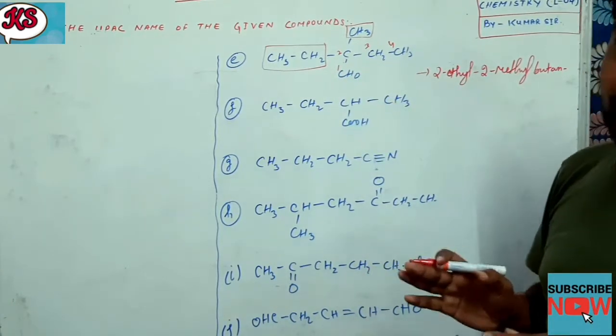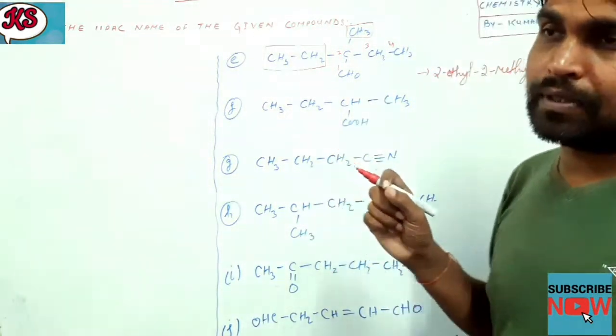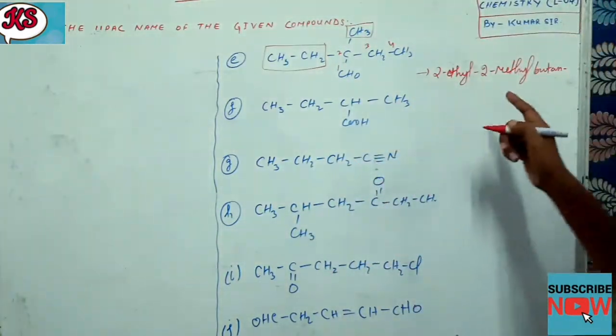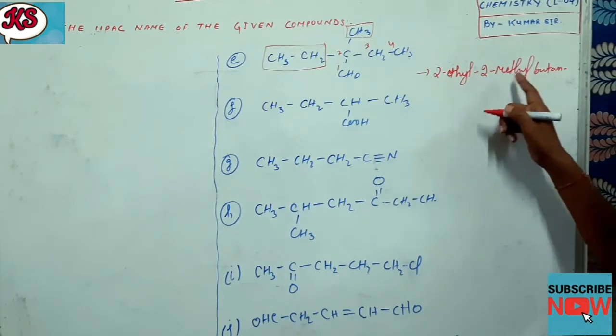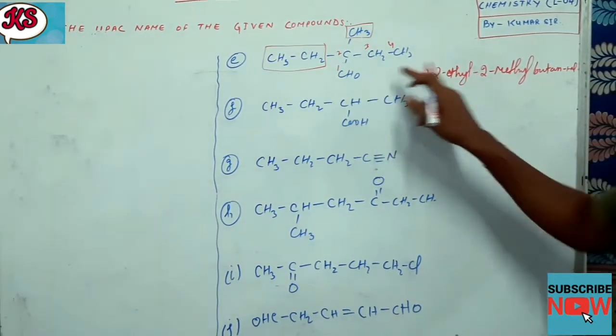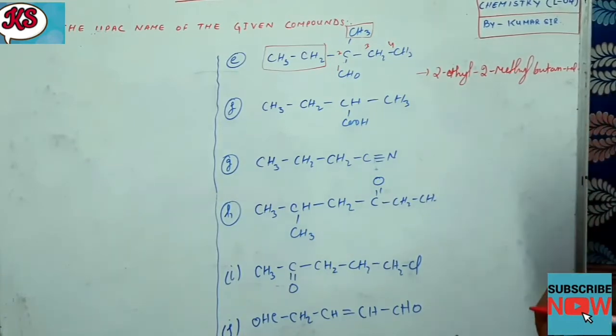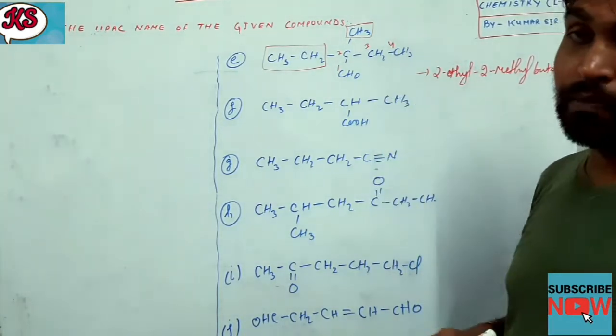Already I have given you the table in lecture number 3. CHO is what? Aldehyde, and what is the functional group suffix here? Al. So we'll be writing 2 ethyl, 2 methyl, butane, 1 al. Okay, so it will be 2 ethyl, 2 methyl, butane, 1 al. This will be the name of this compound.